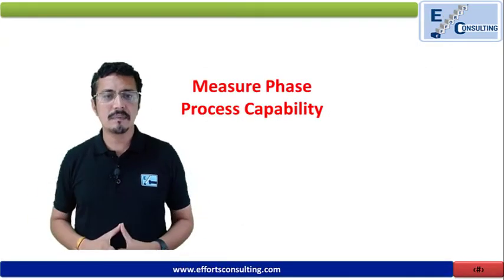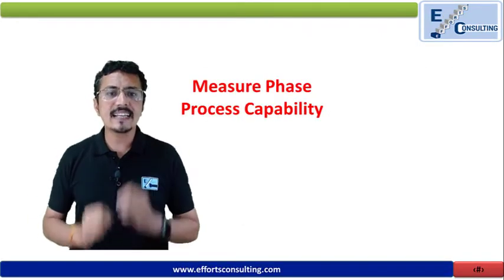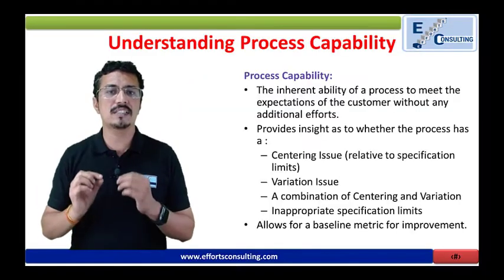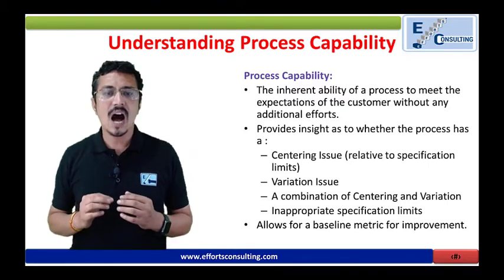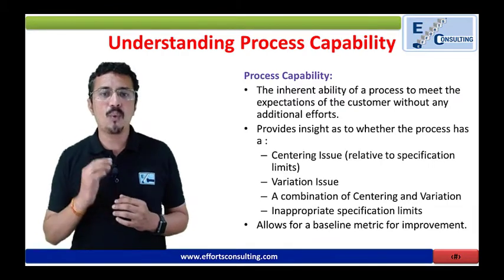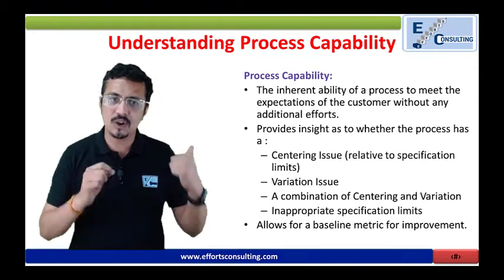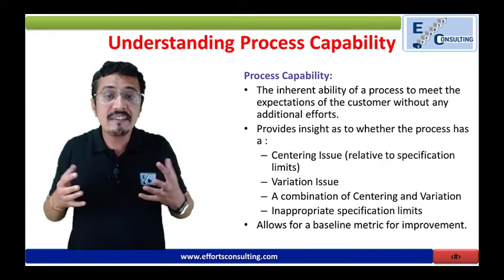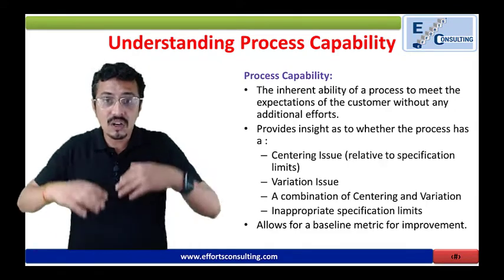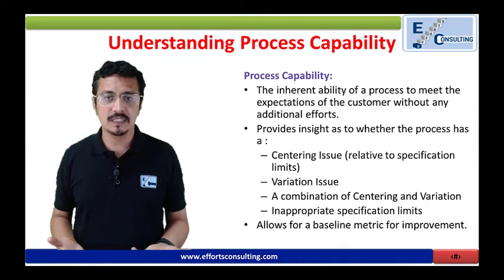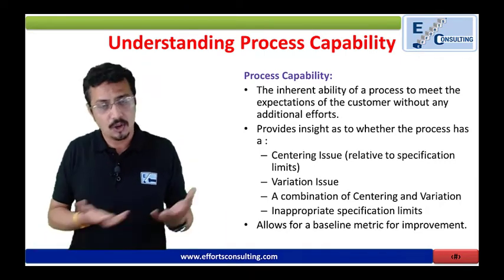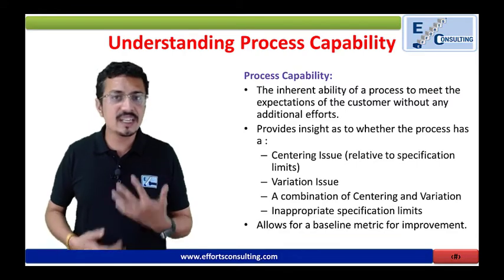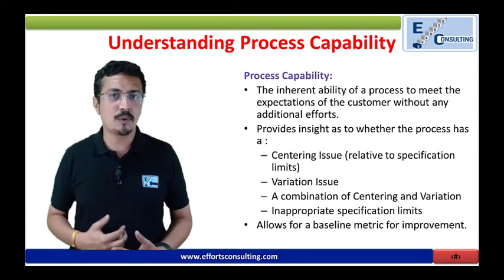So what is process capability? The inherent capability of the process is to meet the customer expectations, or to give the customer the product he wants. Now, the process capability would provide us the insights whether our process has a centering issue, a variation issue, a mixture of both, or some inappropriate specification limits. Whatsoever it may be, the process capability will give us the guideline, and we can actually correct it to provide the right kind of product to the customer.